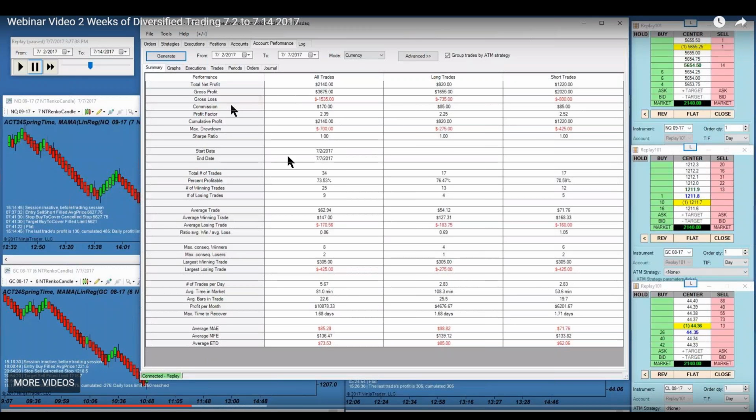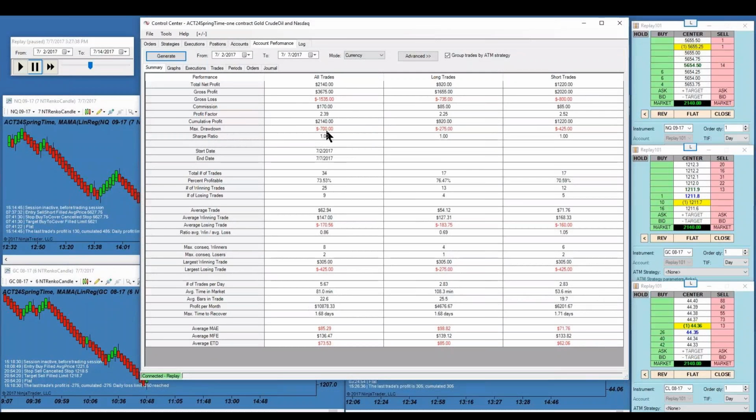The commission was $170. The drawdown was $700 during the week. At one point, it went down $700, and that's a good number actually. The amount of trades, 34, and the percent profitable for the whole week was 73.53%. So that's a very good number. It's exceptional for automation.